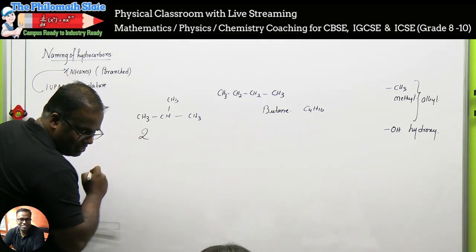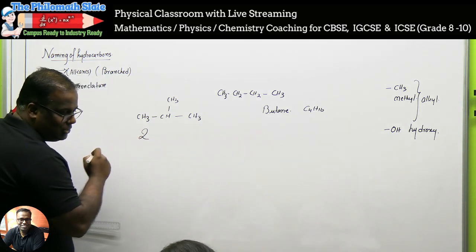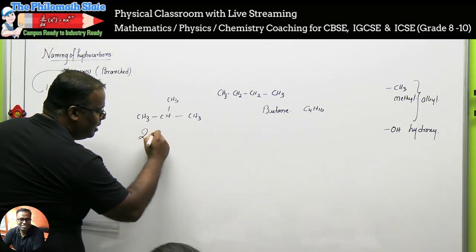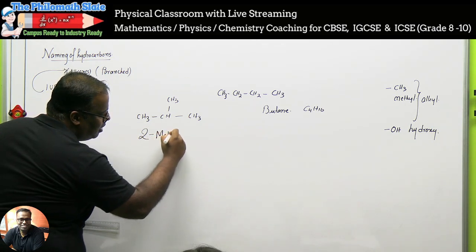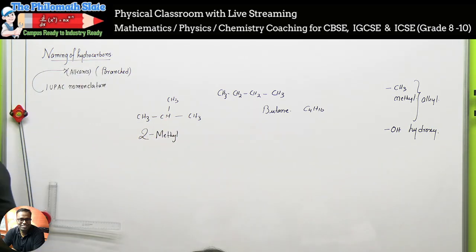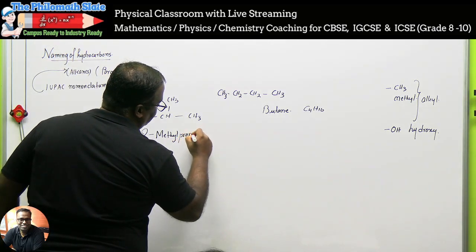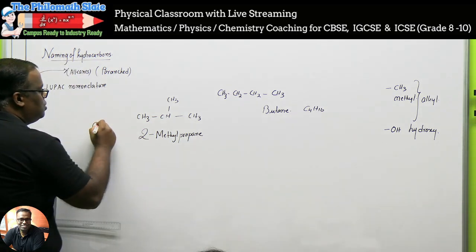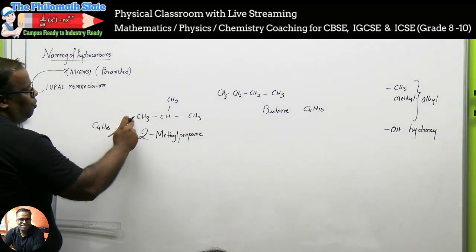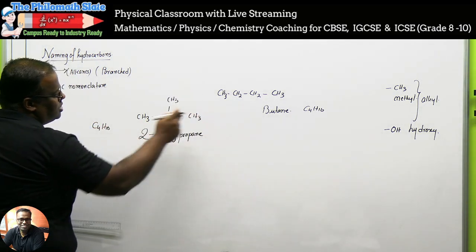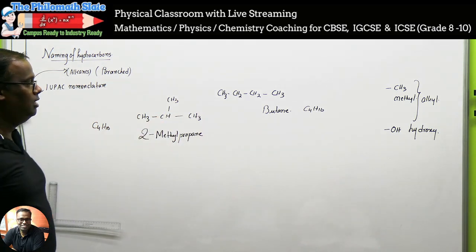2 methyl, then your straight chain is 3 carbon, propane. 2 methyl propane. Formula for this is also C4H10. गिन के देख लो. 1 2 3 4, 3 plus 3 6 plus 3 9 plus 1 10.